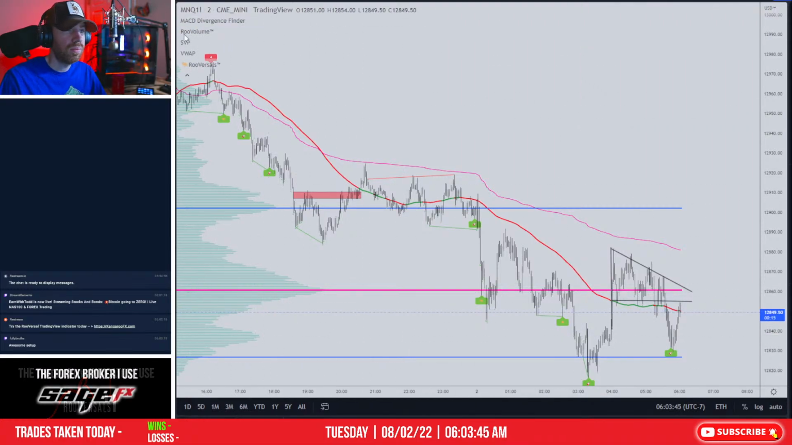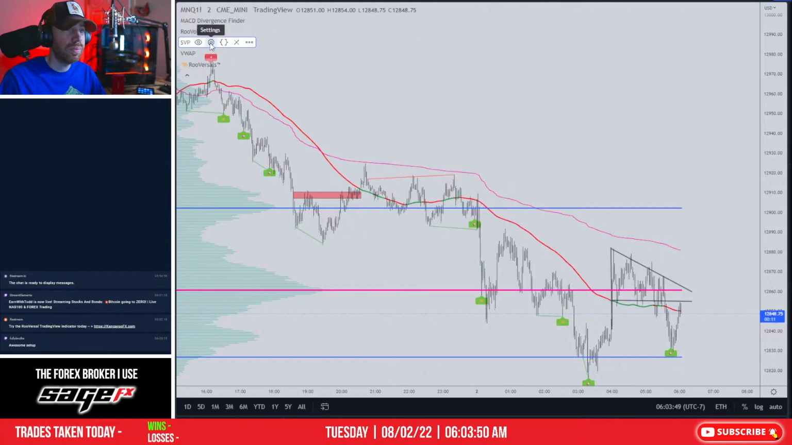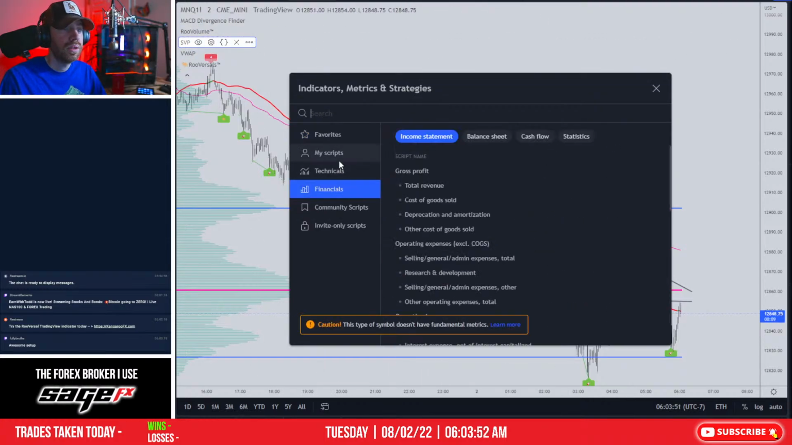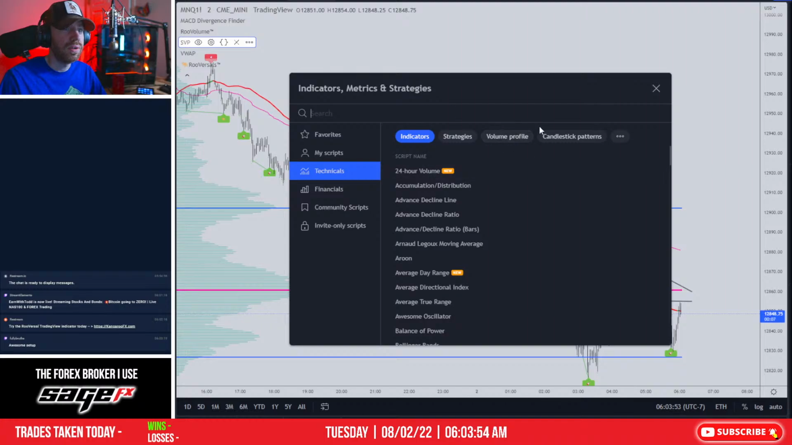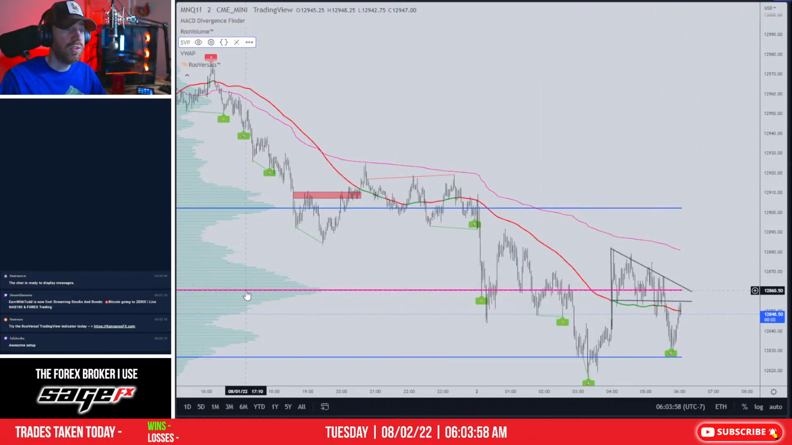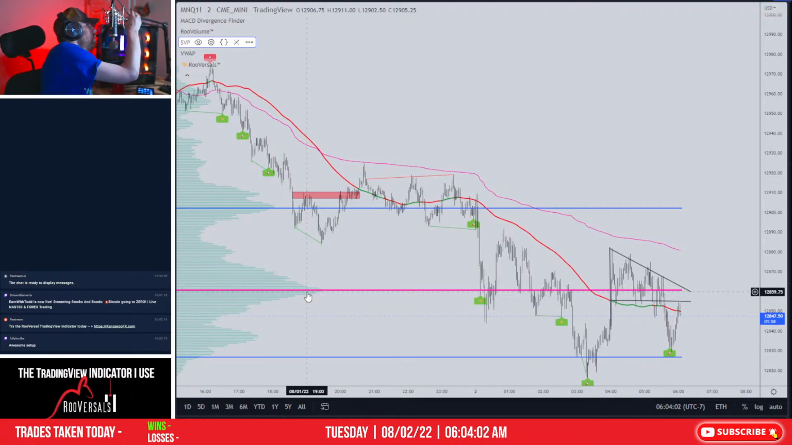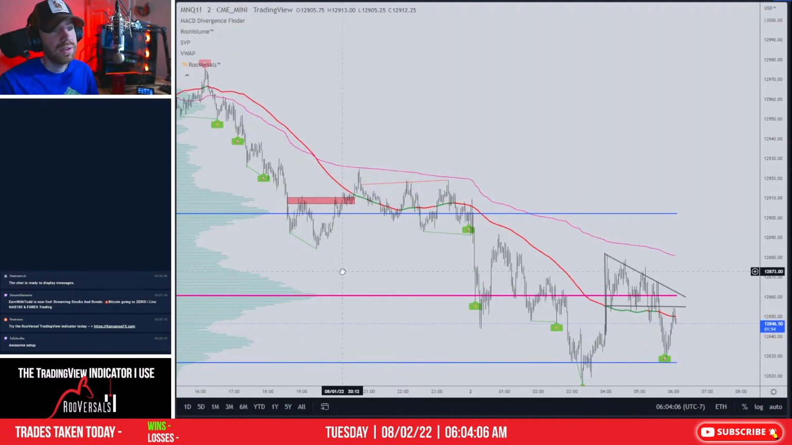But this session volume indicator is pretty cool. I just discovered it a couple days ago. TradingView just added it. It's under volume profile session. It just shows you where the most volume has been traded and does auto support resistance lines based on volume.